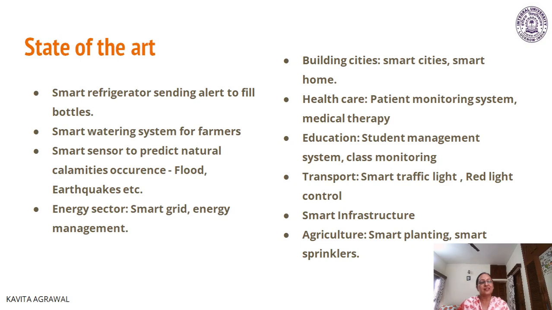Then we have smart sensors which will predict natural calamities like floods, earthquakes. Then we have smart grids, energy management systems, smart cities, and smart homes with all the smart gadgets in them. Then we have patient monitoring systems, and it is there in education, transport, smart infrastructure and agriculture. But if I see, I can categorize these things into some specialized categories.